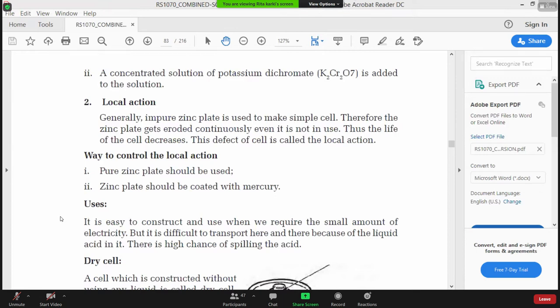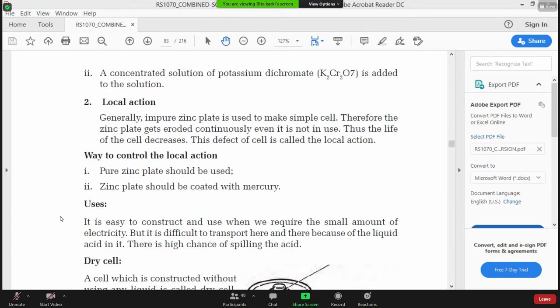The zinc plate continuously gets eroded, due to which the life of the cell may decrease. The local action, or the local current that is produced on the zinc plate itself, cannot be utilized. It is just a wastage of energy that is produced by the simple cell. This local action generally reduces the life of the cell, as well as the overall functioning of the zinc plate that is present in the simple cell.